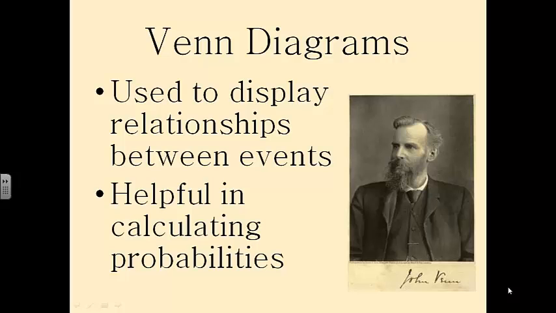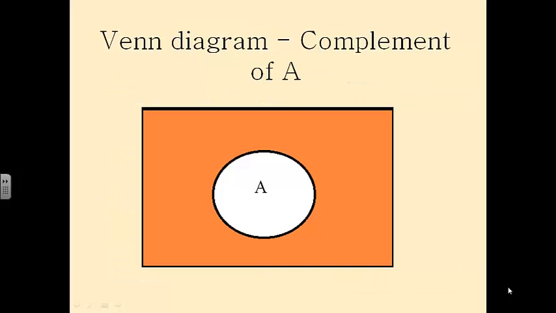Hello everyone, today we're going to talk about Venn diagrams, and there's a picture of the man himself. That is Mr. Venn, who invented this stuff that we're going to talk about today. We use Venn diagrams to display relationships between events. You're going to find them to be very helpful in calculating probabilities. You've seen these before, so we're just going to go through this pretty quick.